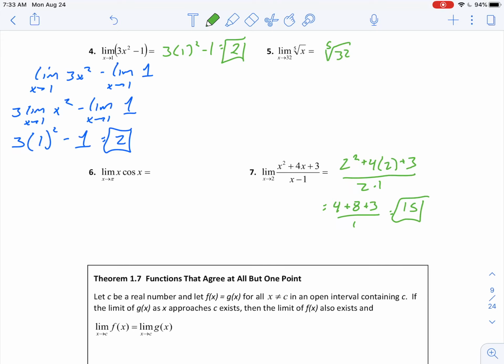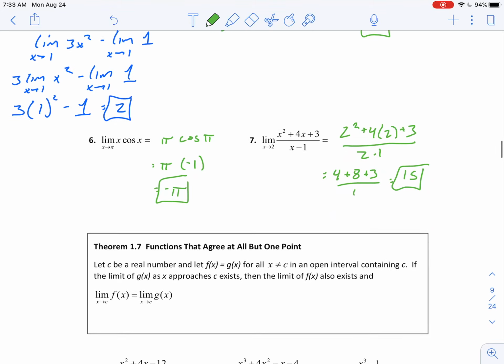The fifth root of 32, which is 2. And here I have pi times cosine of pi, which is pi times negative 1, so it's negative pi. You definitely have to have your values of your trig functions down pat. It's going to save you a lot of time in this class, so if you don't know them, you might want to go back over the unit circle.